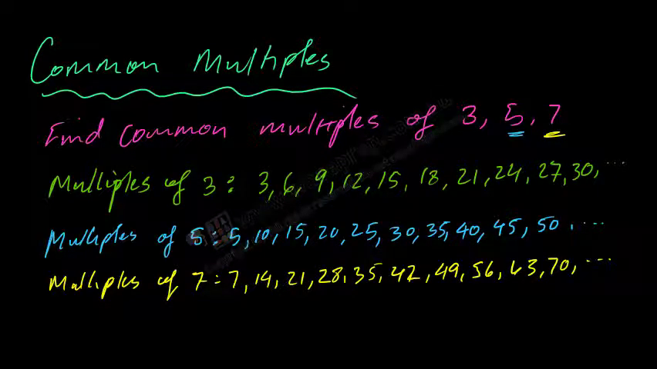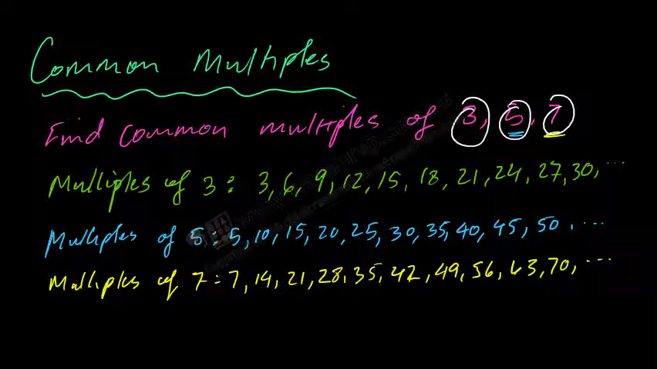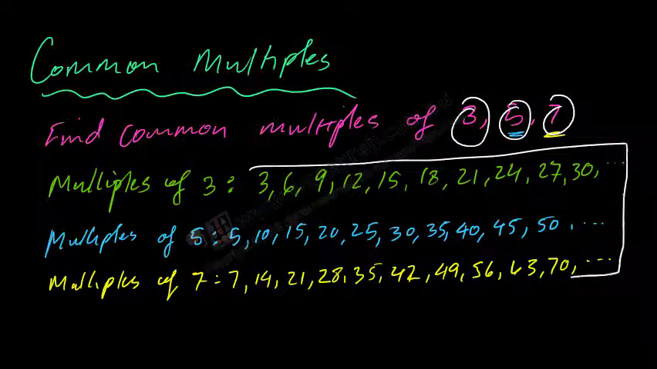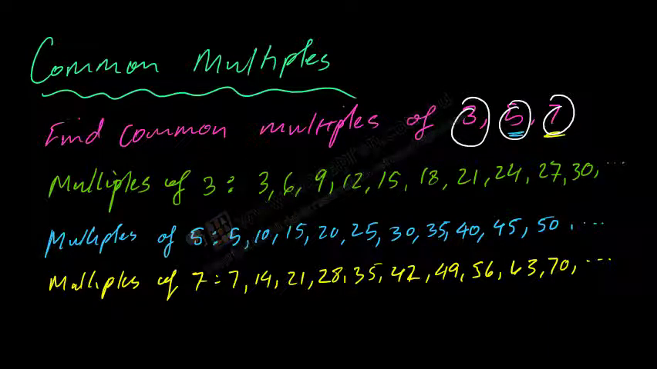Now we have calculated the multiples of 3, our first number, the multiples of 5, our second number, and the multiples of 7, our third number. Now it's time to find out which numbers are common in all three lists. Let's start with the multiples of 3. We know 3 is not a common number because it doesn't exist in multiples of 5 or multiples of 7.